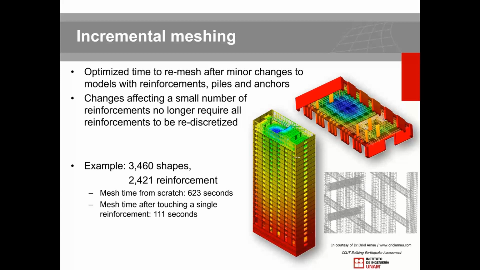So here, for instance, we have an example which we use courtesy of Dr. Oriol Arnaud. It's a building which consists of 3,460 shapes, and it has 2,421 reinforcement bars. If you mesh it from scratch, it takes roughly 10 minutes, so 623 seconds. And if for any reason you need to change something, for instance, if we touch the setting of one of the single reinforcement bars, using this incremental meshing, it only takes 11 seconds to remesh. So it's not remeshing from scratch, as I explained. This is very interesting when you are dealing with complex structures.